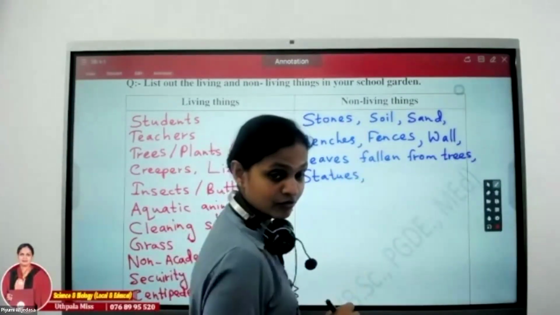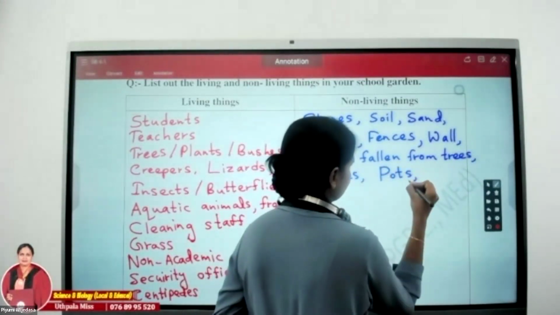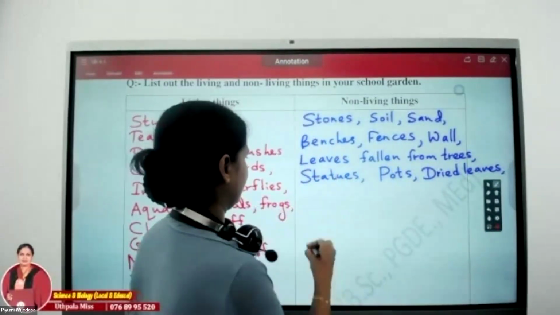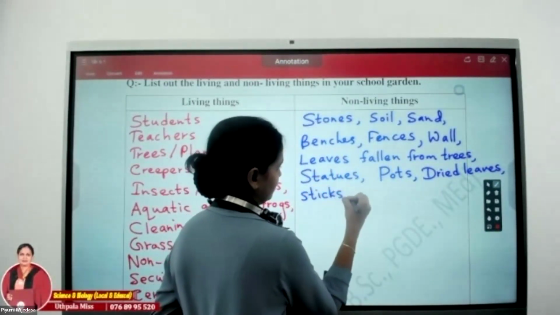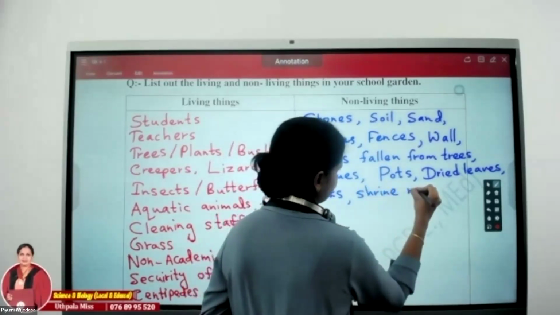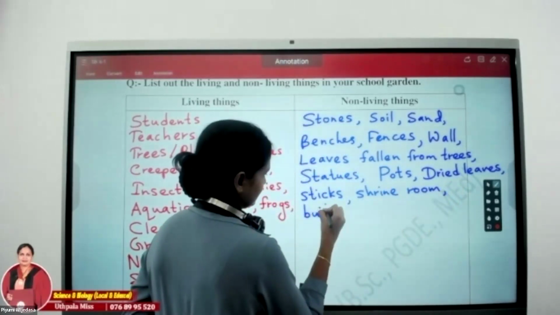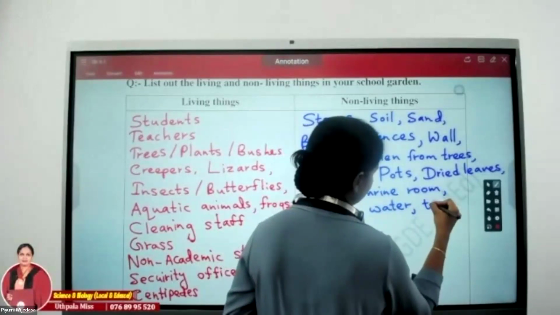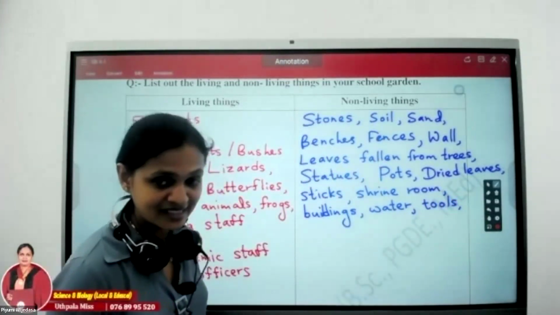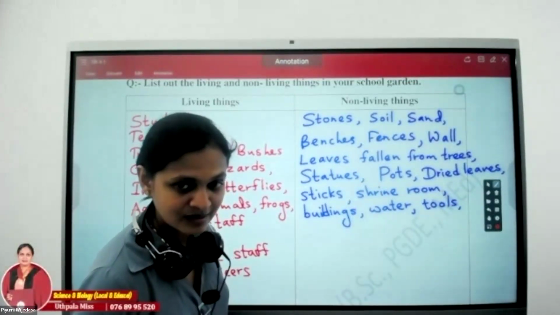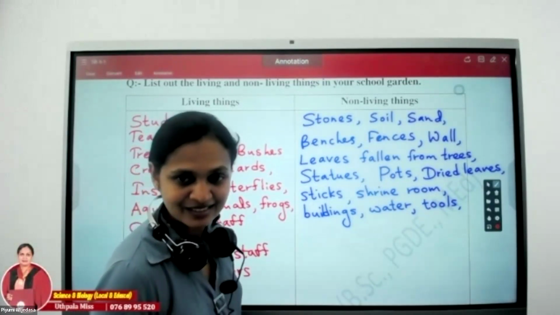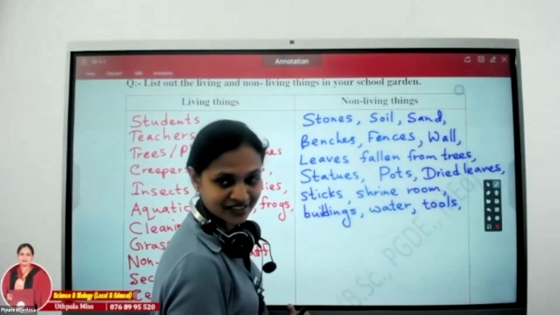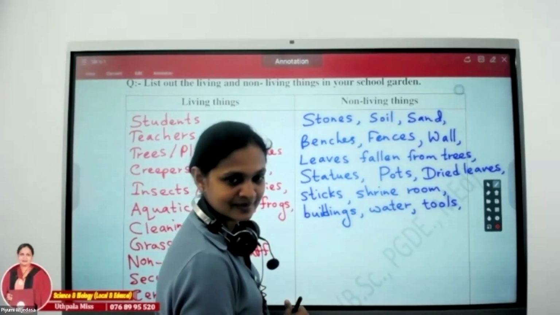Flower pots. Dry leaves. Walls. Sticks. Shrine room. There are buildings. Drawing room. Water. Watering cans. Tools. Garden tools are there. Mud. Balls. Poles. Did you say poles? Wall. Furniture. Maybe garden furniture, right? Garden furniture.